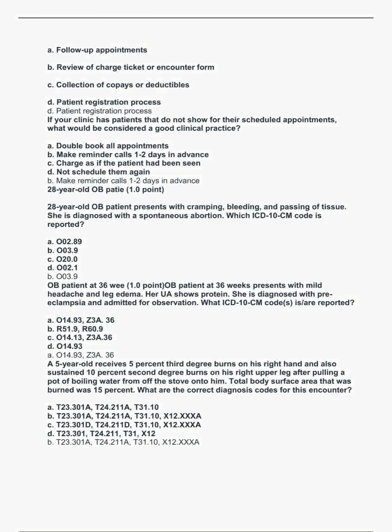A 5-year-old receives 5% third-degree burns on his right hand and also sustained 10% second-degree burns on his right upper leg after pulling a pot of boiling water from off the stove onto him. Total body surface area that was burned was 15%. What are the correct diagnosis codes for this encounter? A. T23.301A, T24.211A, T31.10.